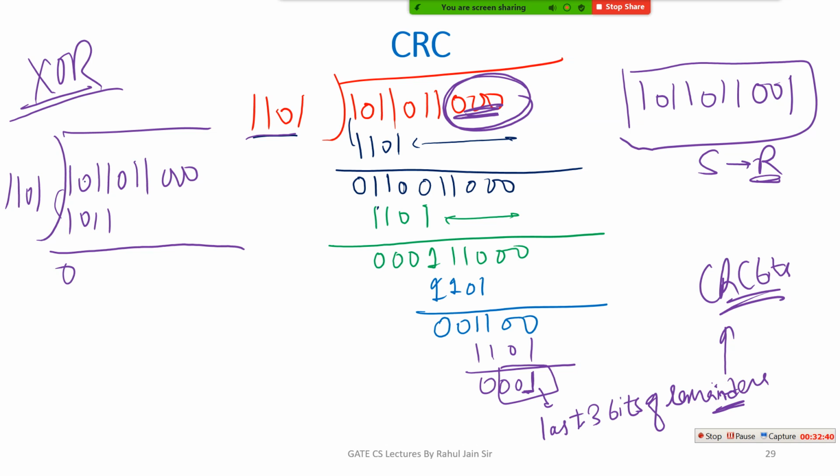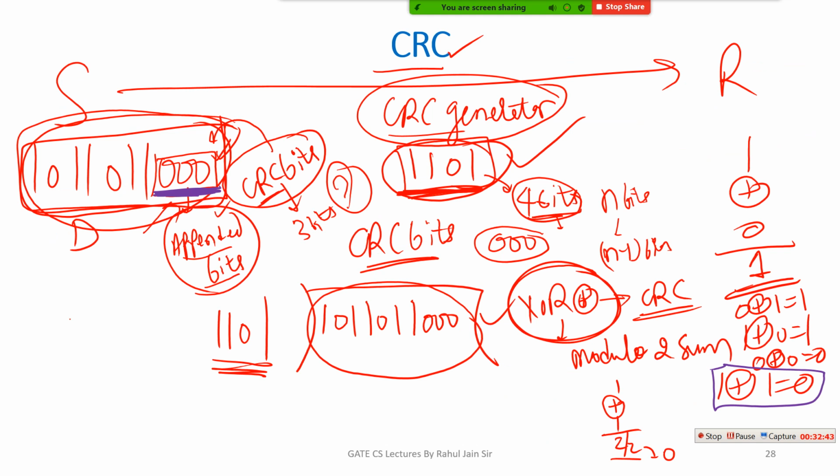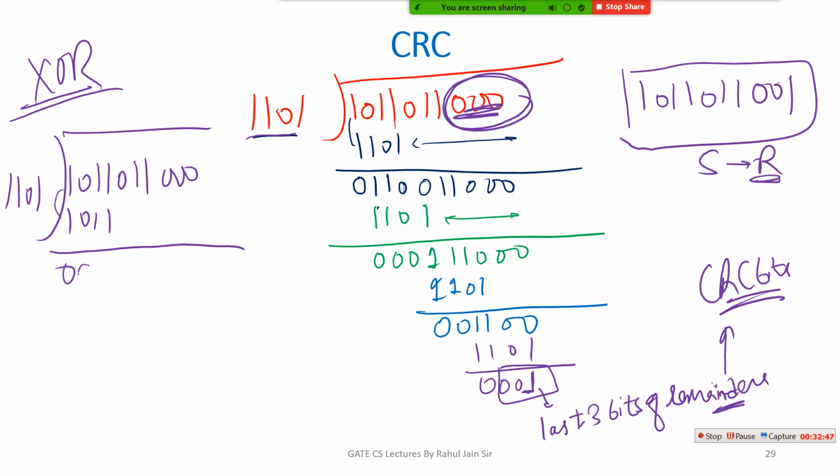1 and 1 is 0. Okay, 1 0 1 1 is there, no? 1 0 1 1, and the generator is 1 1 0 1. So 0 and 1 is 1, 1 and 1 is 0, 0 and 1 is 1, 1 and 0 is 1, and 1 and 1 is 0. And I will copy the remaining bits as it is, that is 0 1 1 0 0 0.